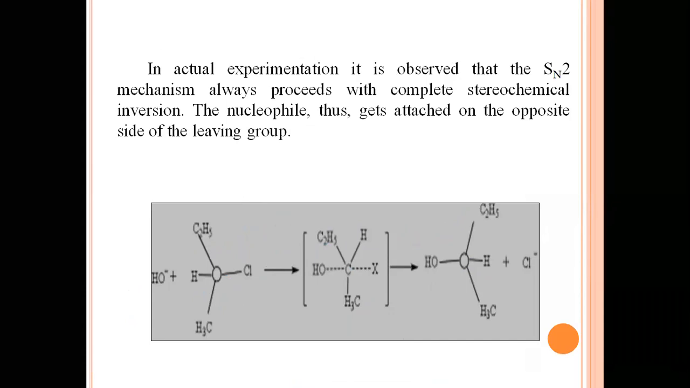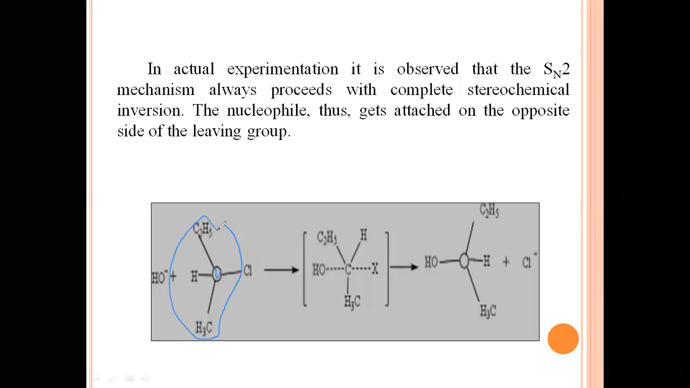Now, in actual experimentation, it is observed that the SN2 mechanism always proceeds with complete stereochemical inversion. The nucleophile thus gets attached on the opposite side of the leaving group. Now here is the 3D structure of 2-chlorobutane. This central carbon is nothing but a chiral carbon atom.